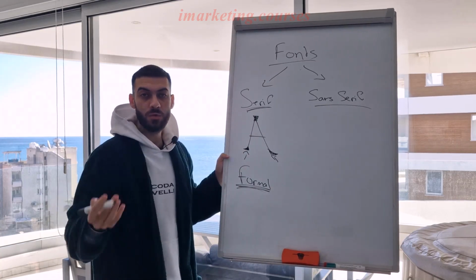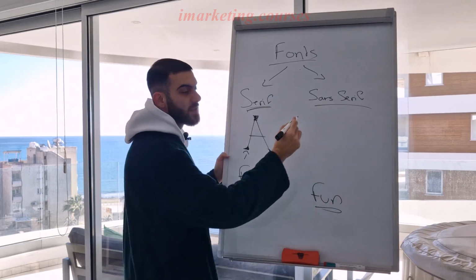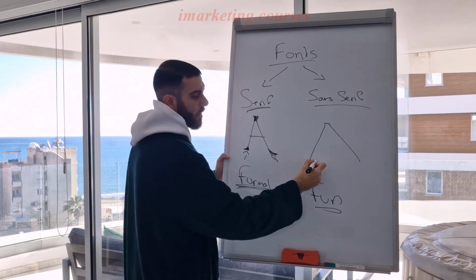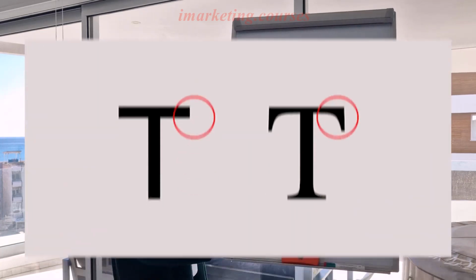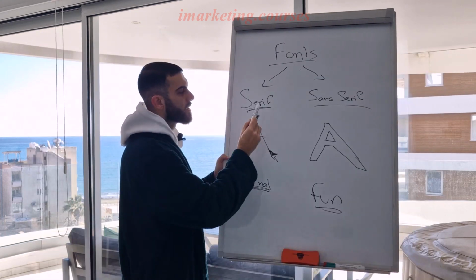But what if you're making a children's book and you want a more fun font? Well, the fun font is the sans serif font. And what's this? This is the font with no little triangle things. So the font might look something like this. You see, there's no little triangle pointy bits on the side. That's the main difference between serif and sans serif.